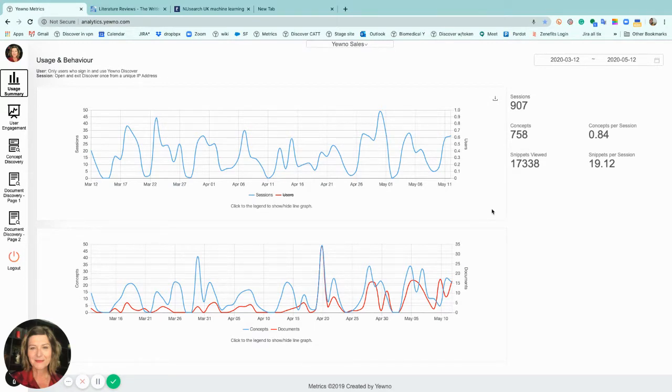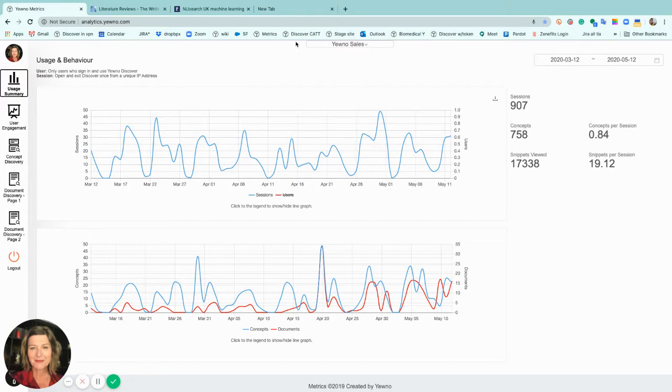You access your institutional metrics by going to http://analytics.yewno.com. That is the website. It is not in your usual login to Yewno Discover, but at the separate website. And what you will see once you log in are a variety of tabs on the left-hand side that take you to a different type of metrics that we have recorded for your usage.